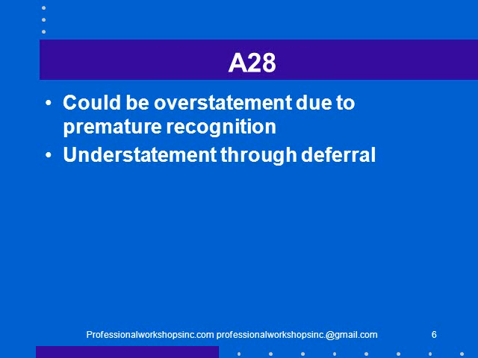The other thing we should think about, A28 does say that we should think that there could be overstatement due to premature recognition, and there also could be understatement through deferral. So we need to think about both of those things.